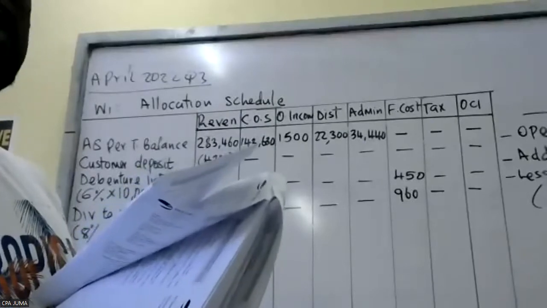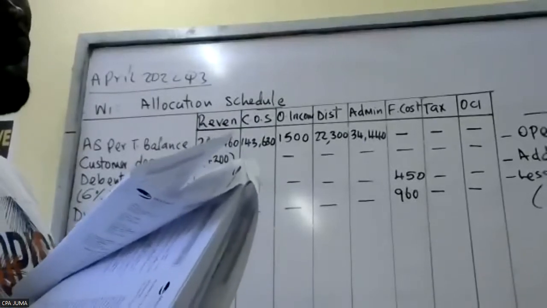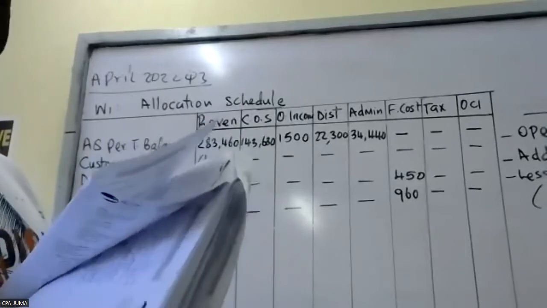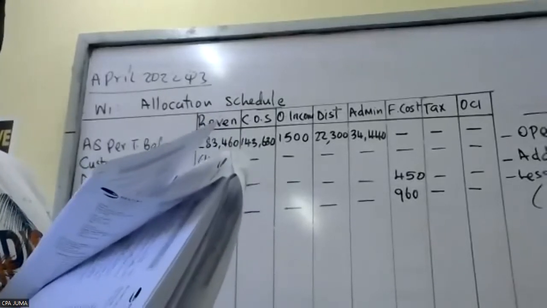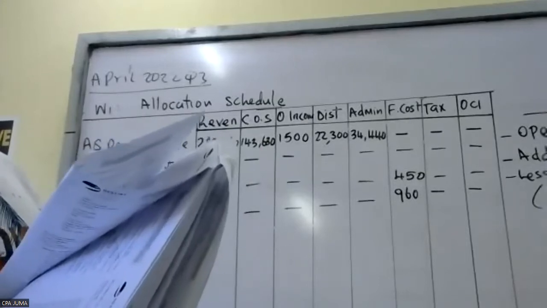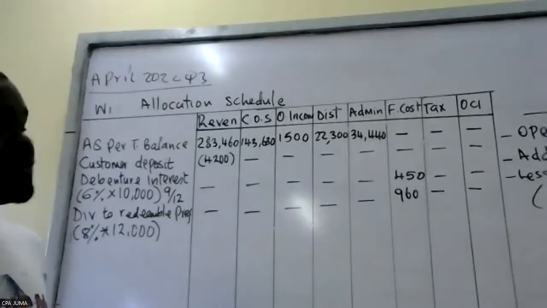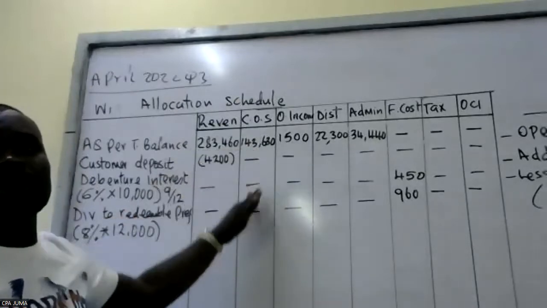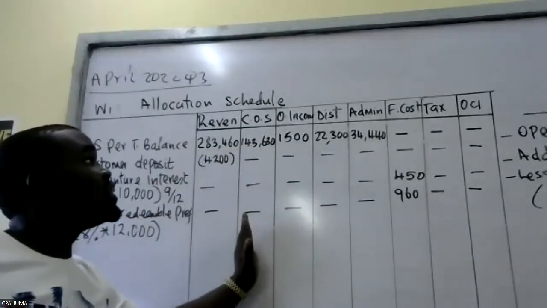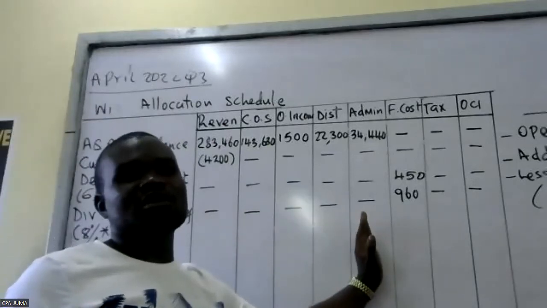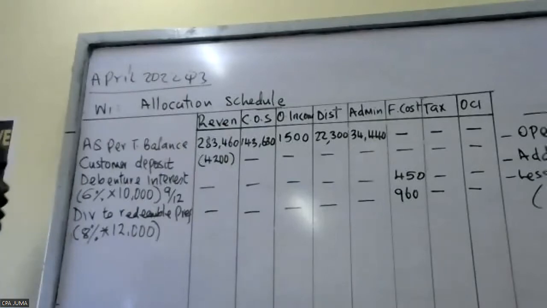Depreciation is classified as cost of sales, except for depreciation on furniture and fittings, which is classified as administrative. So calculate depreciation for all of them and classify them under cost of sales, but for F and F, we take under what? Admin. So come here and say depreciation.